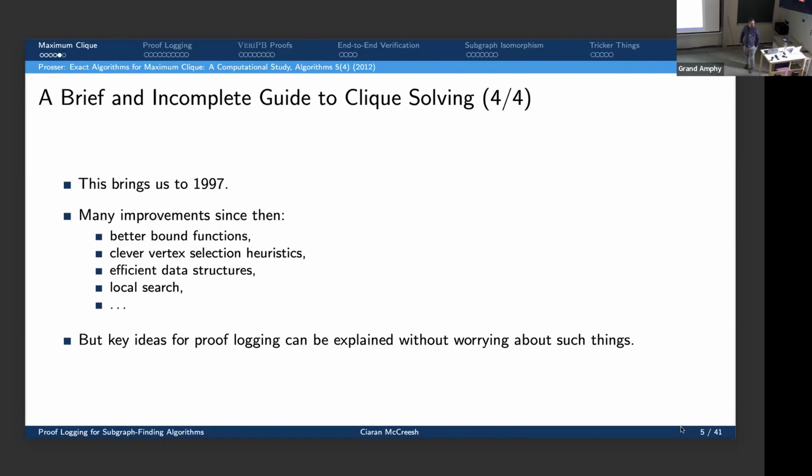There's a lot in how you get these solvers to run efficiently. Another thing is solvers will often start by running local search for a brief amount of time to try to find a really strong candidate quickly. Turns out I don't really need to explain any of these things to you if all I'm trying to do is teach you about proof logging for clique solving. So we can stick with a simplified algorithm and we're still giving you a fairly realistic idea of what's going on.